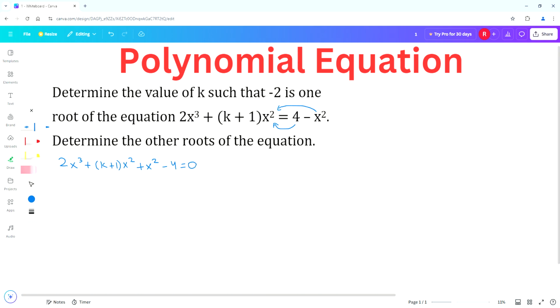In this equation, (k + 1) x squared and x squared are like terms. We can combine them. The coefficient of x squared is an invisible one. So we should add the coefficients of these terms. k plus 1 plus 1 is equal to k plus 2. This is a cubic polynomial. Let's assume this cubic polynomial can be represented by function f of x.